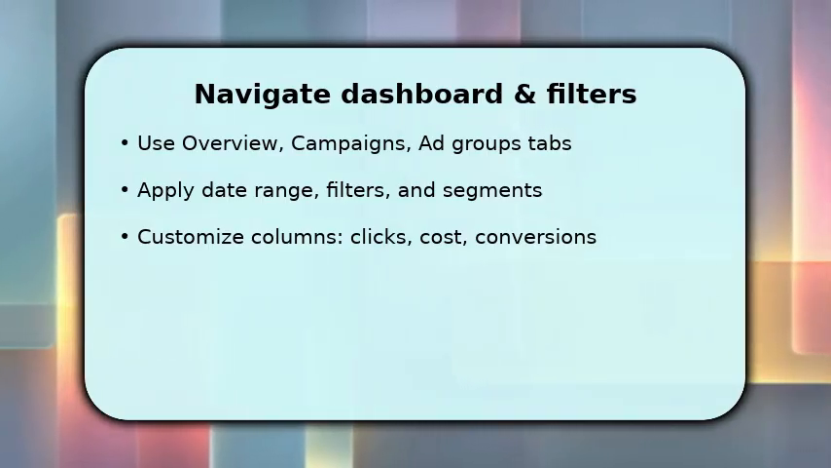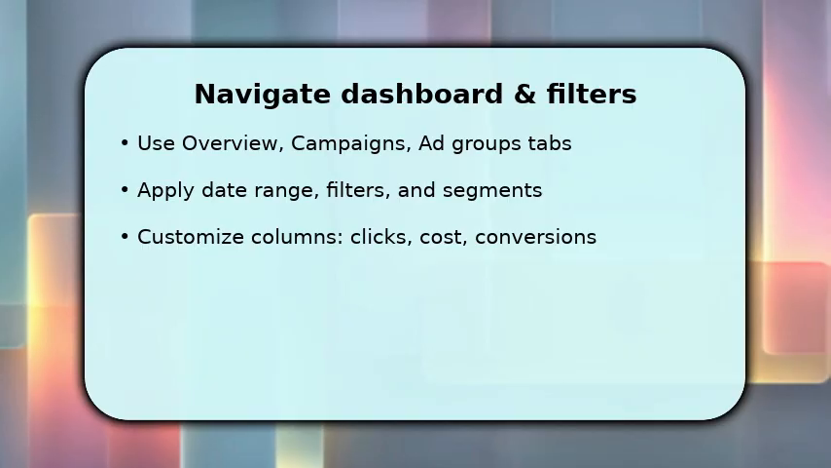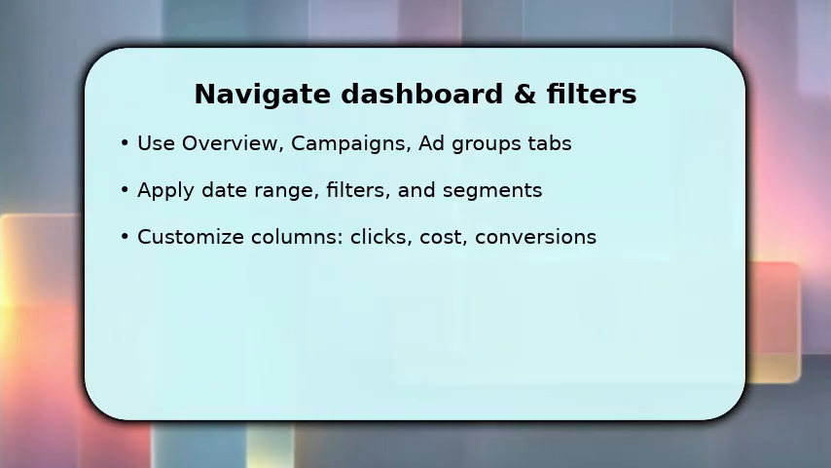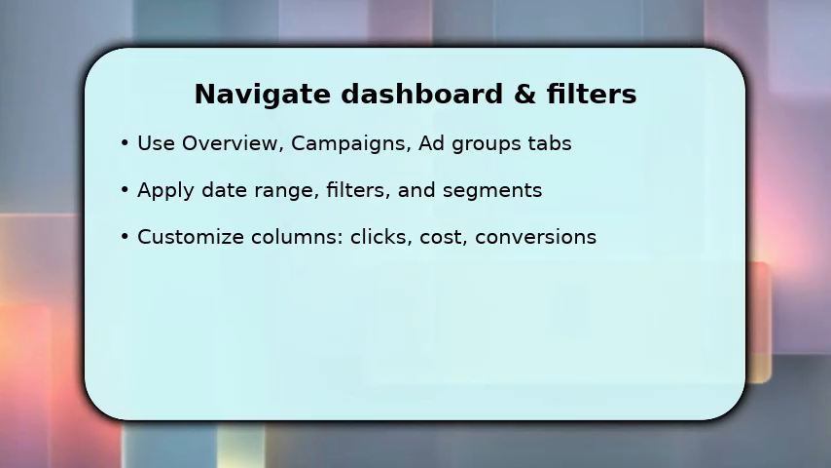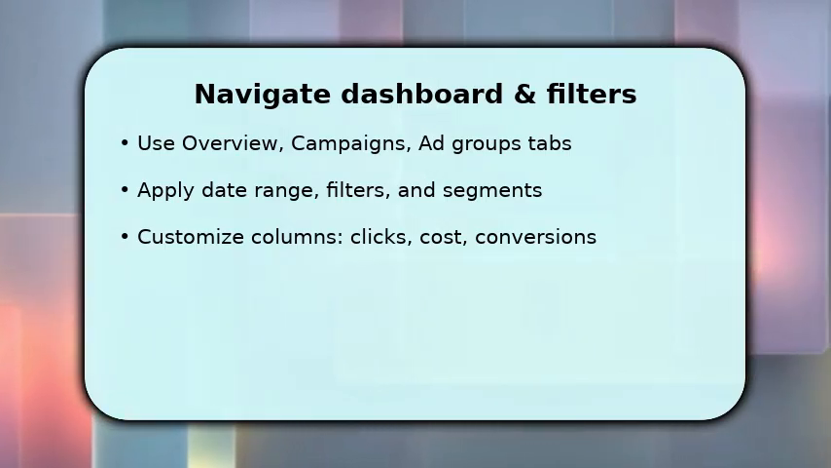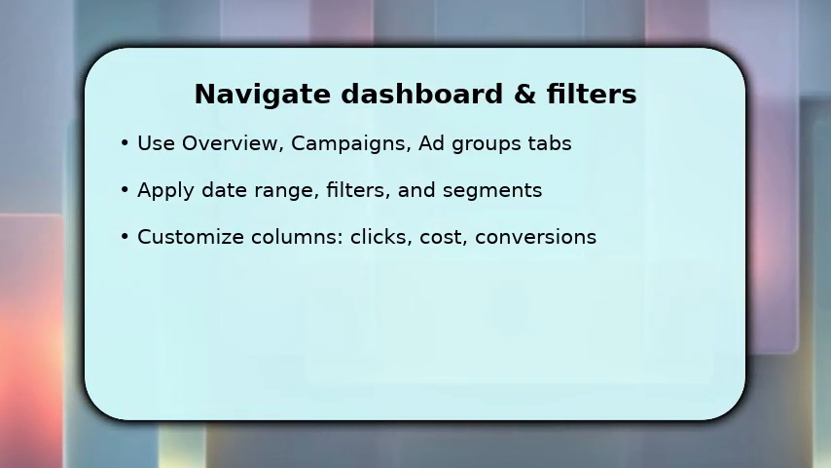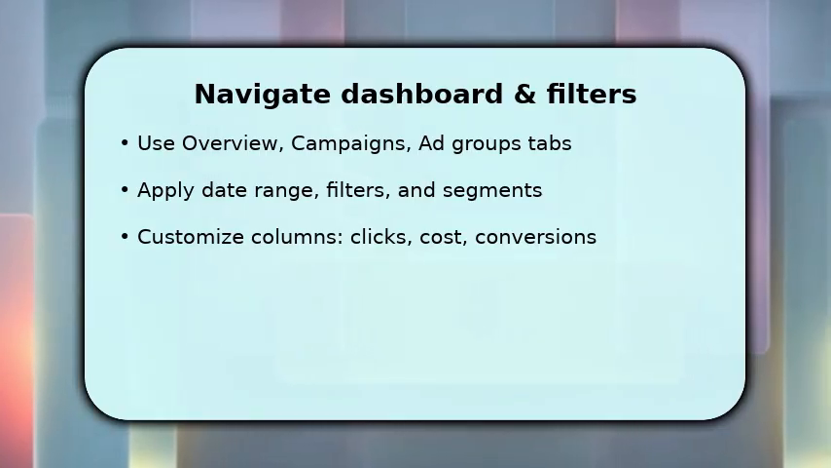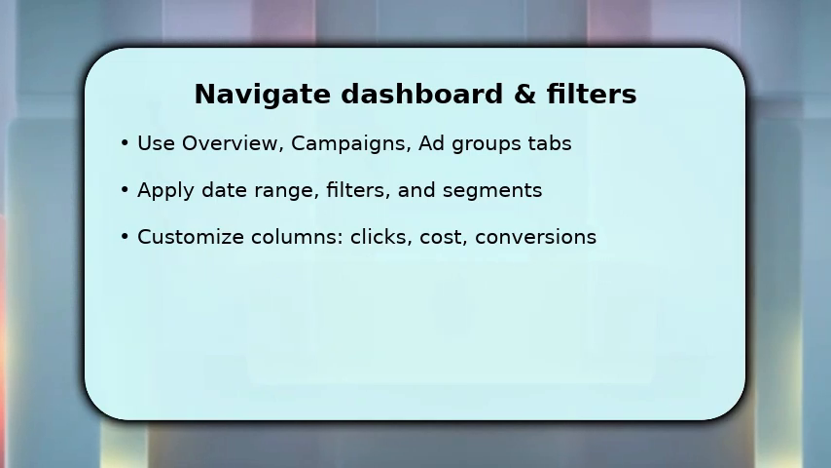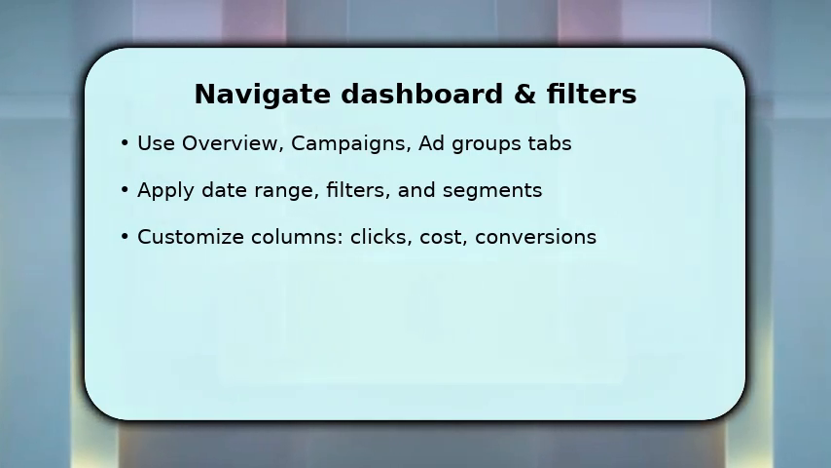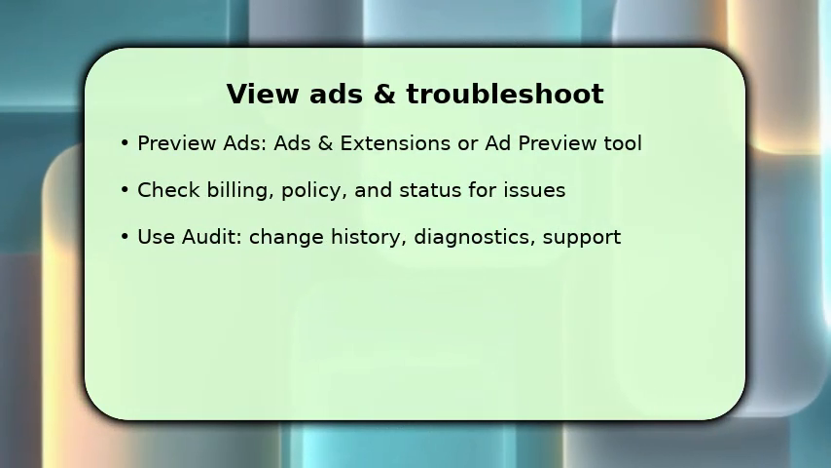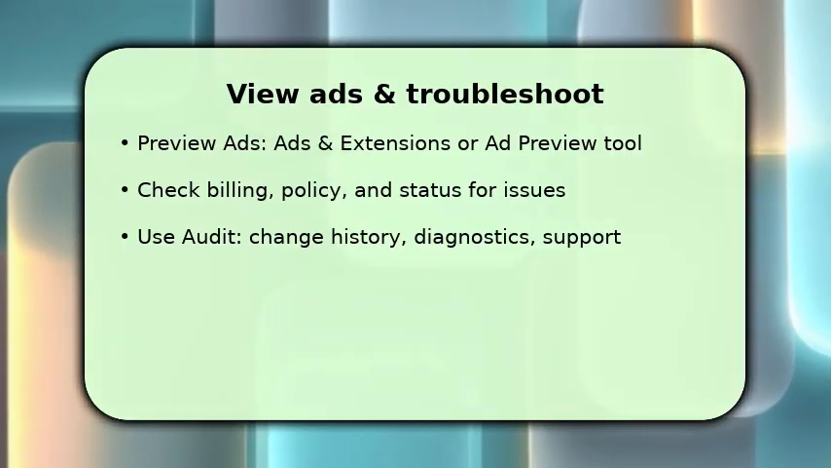Make sure to customize columns to show metrics like clicks, cost, and conversions so you can read performance at a glance. These steps reveal the data that matters and let you compare performance quickly. Finally, preview actual creatives by opening ads and extensions or using the Ad Preview and Diagnosis tool so you see how ads render without accumulating impressions.